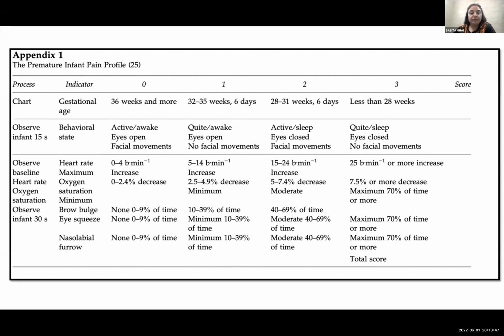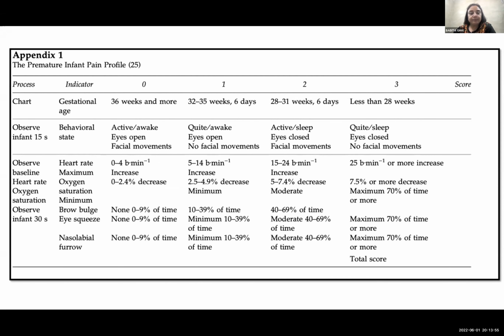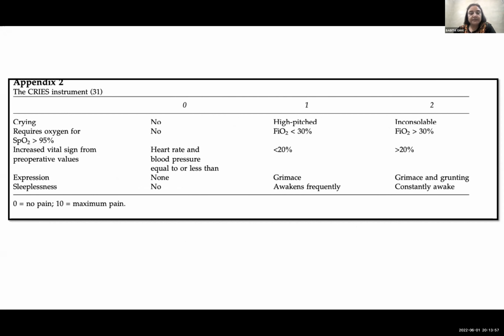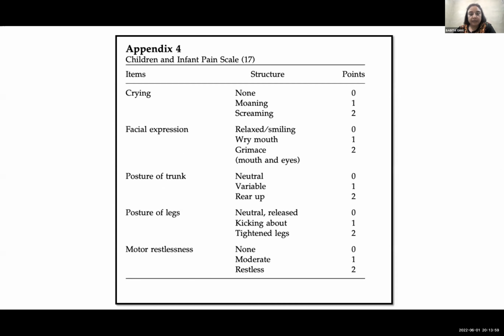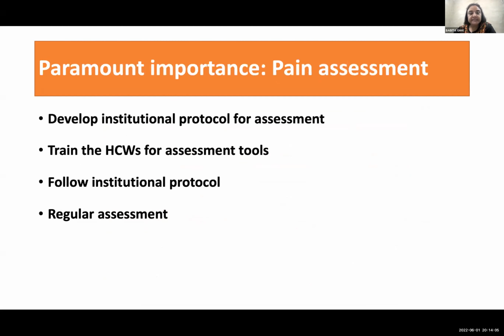These are just a glimpse of a few of the scales which can be touched on. Because of the paucity of time, I will not be going into detail with them. So this is PIPP, this is the CRIES scale, children and infant pain scales, neonatal NIPS, which can be used for infants, FLACC scales.